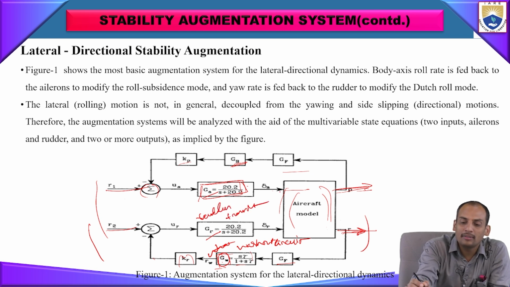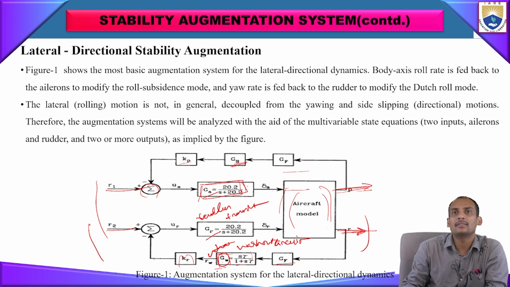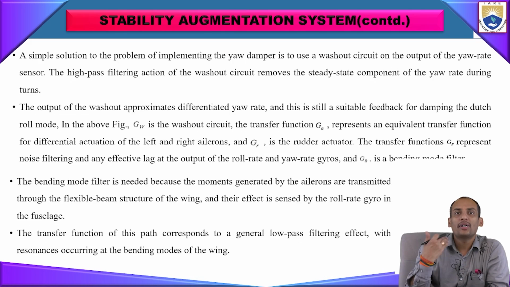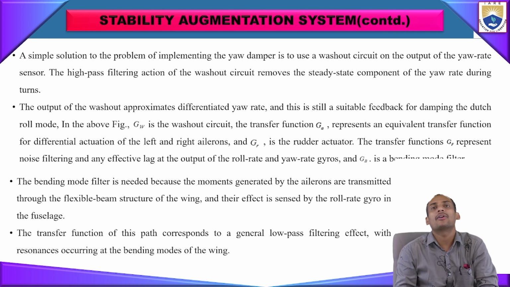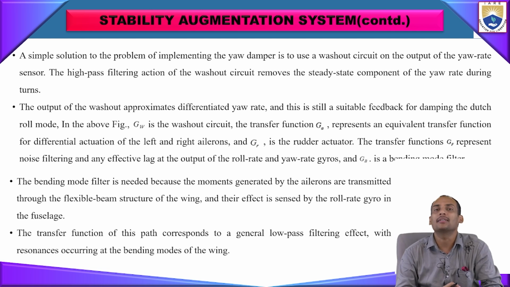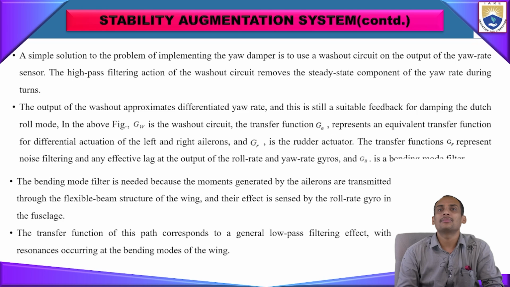And this GF represents the noise filtering and effective lag control output for the roll rate and yaw rate gyros transfer function. The bending mode filter is needed because the movements generated by the ailerons are transmitted through the flexible beam structure of the wing, and that effect is sensed by the roll rate gyro in the fuselage.